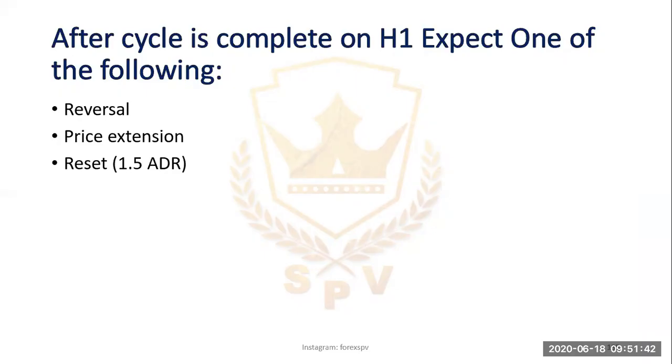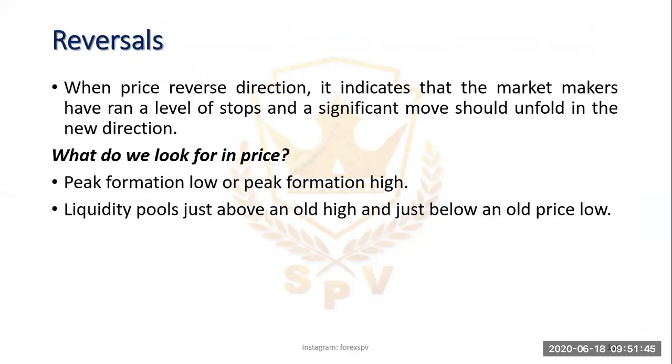Now let's talk about reversals. When price reverses direction, it simply indicates that market makers have run a level of stops and a significant move should unfold in the new direction. Now, we should expect a reversal when the market is consolidating. So what should we look for in price after the cycle is complete? We should look for a peak formation low or a peak formation high. And after the peak is formed, we should be looking for liquidity pools just above an old high or below an old low.